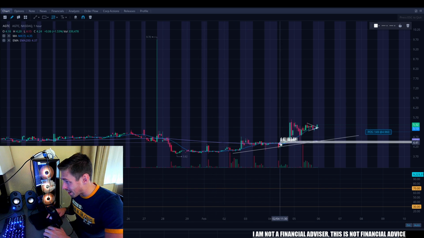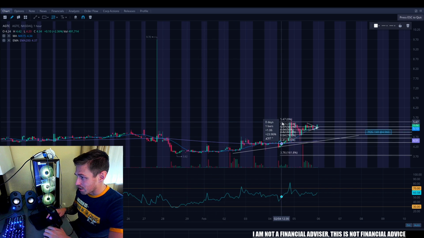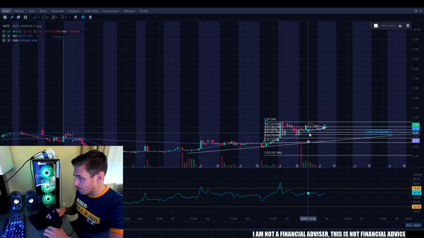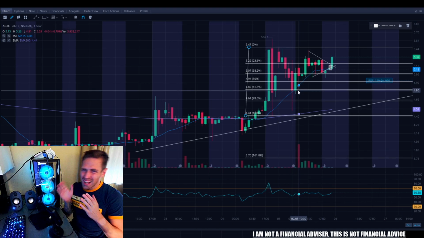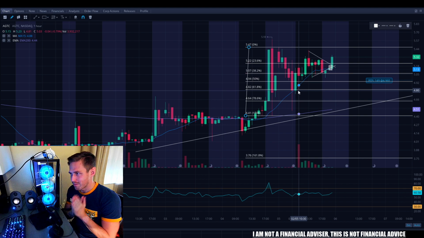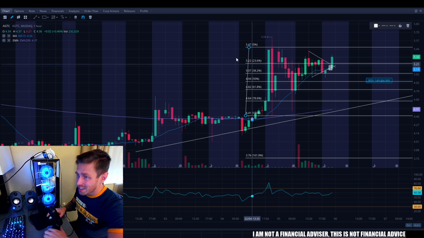And consolidation in my eyes does favor buying territory. We did retrace very nicely. If we zoom in here, you can see that we actually did touch down at about 61.8%, which is a little more than you'd like to give back on retracement, right? But what gives me confirmation is this.